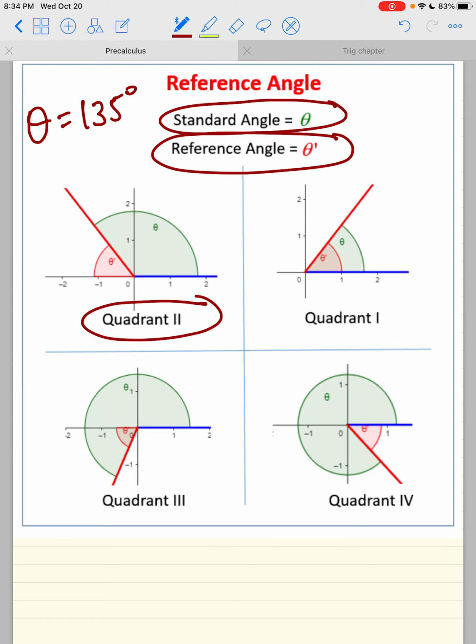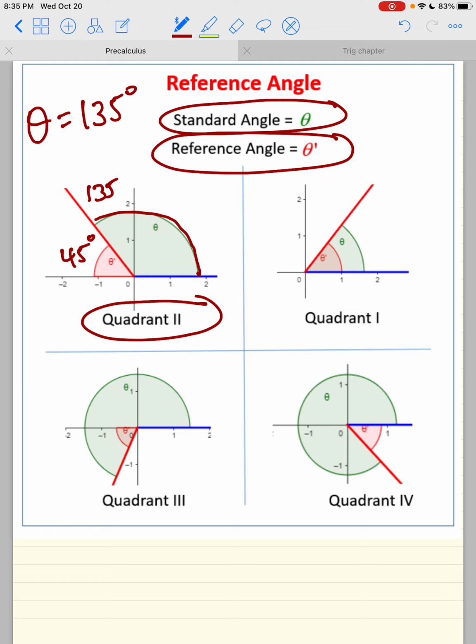That's the red part. So 135 degrees is here. Great. We know this whole thing is 180 degrees. This whole entire thing is 180, right? It's a half a circle. It's 180 degrees. So what we're going to do here is we say this is 135. Guess what? This is 45 degrees.